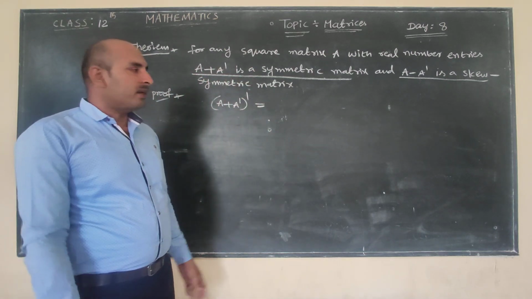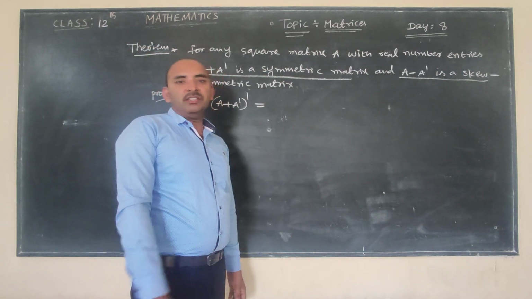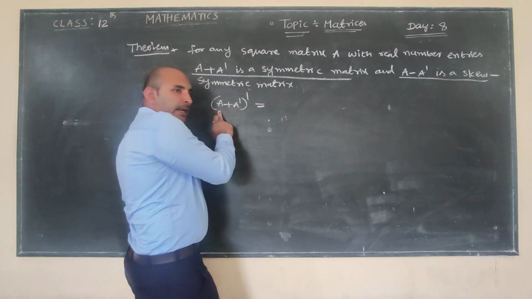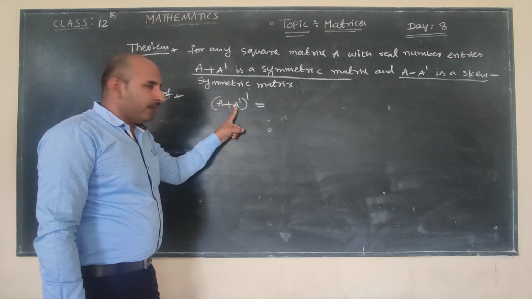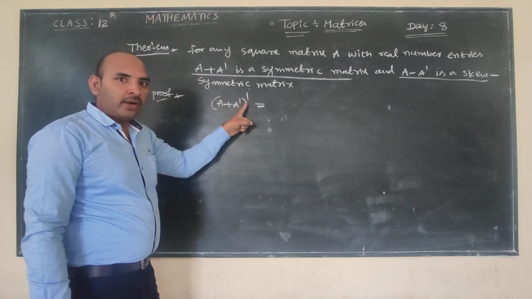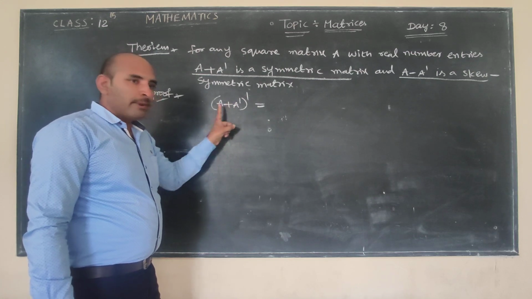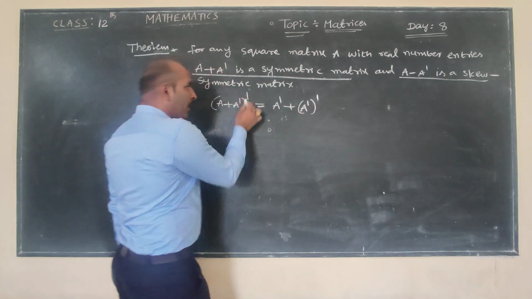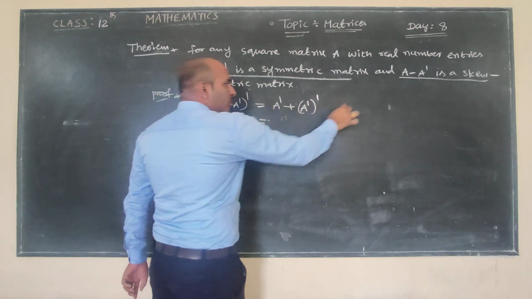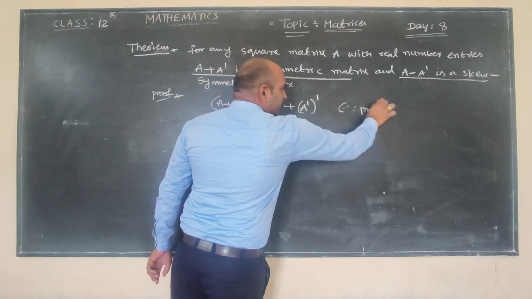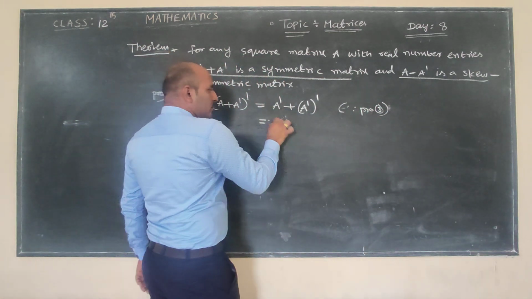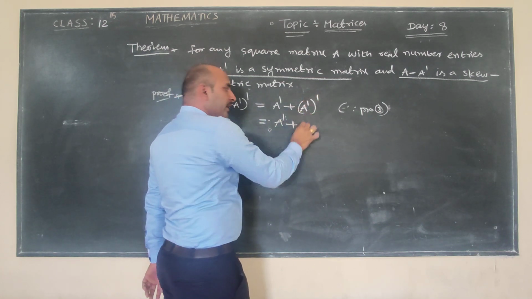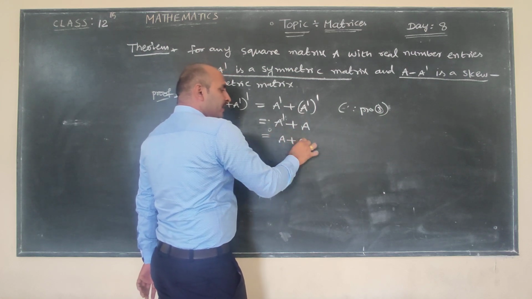Then clearly A plus A transpose is a symmetric matrix. What is the definition of a symmetric matrix? Only A transpose is equal to A. So according to property number 3, what is the property? A plus B whole transpose means apply transpose to both matrices: A transpose plus B transpose. Since property number 3, we get A transpose plus, now by property number 1, A transpose whole transpose is nothing but capital A. So simply you can write A plus A transpose.